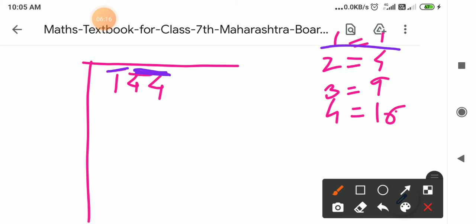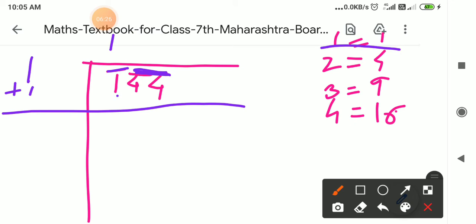So first of all, check the squares. 1 square is 1. So you have to take 1 here, 1 here, 1 here, and here you have to do the addition. And 1 square is 1, that you have to write here. So 1 plus 1 is 2. Here do the subtraction: 1 minus 1 is equal to 0. And the next group you have to carry downside, or write downside. Here it comes 0, 44.